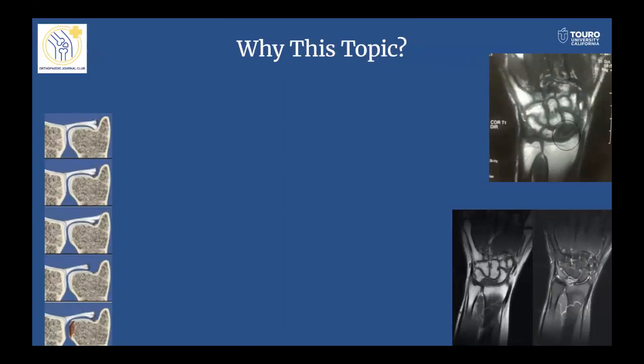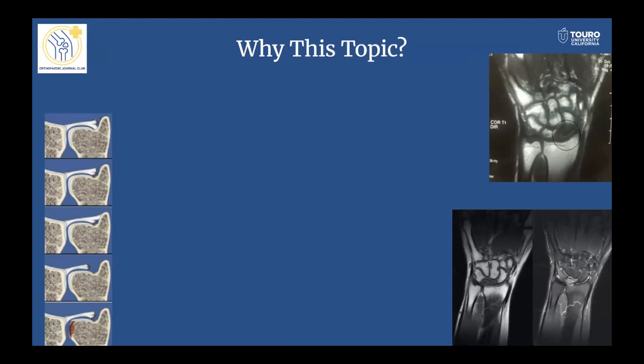Hey everyone, hope everyone's doing well today. All right, so we're just going to talk about why this topic is important. Today we're going to talk about three major wrist pathologies that are not only very common in clinical practice, but also frequently tested on exams. So we have scaphoid fractures, TFCC injuries, and Kienböck's disease. Let's start with scaphoid fractures.